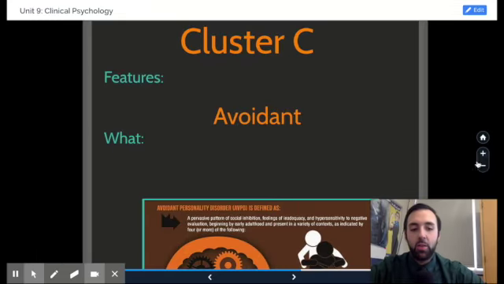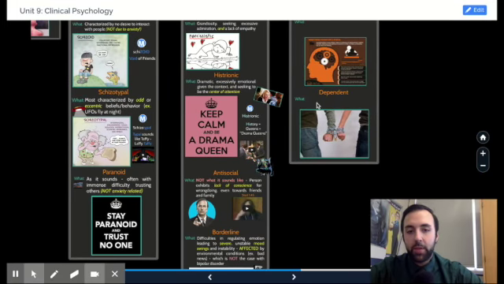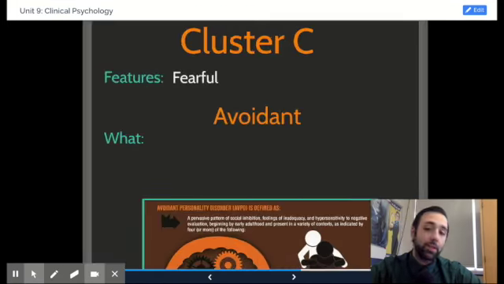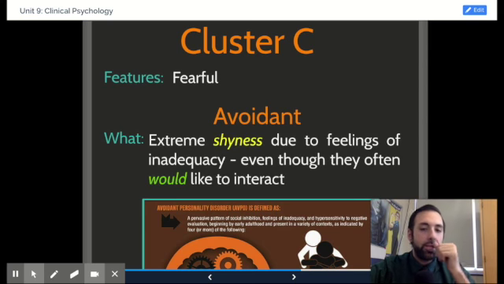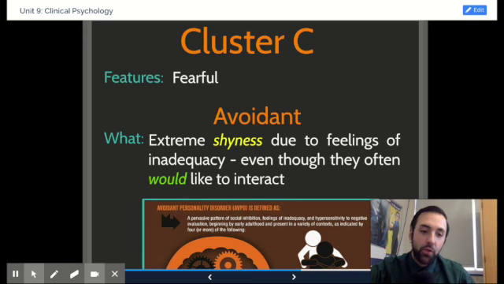So transitioning all the way to cluster C, this is the furthest to the right that the concept map goes. There are only 2 that fit into cluster C. In cluster C, we're going to be talking about behavioral patterns that are categorized as being fearful, though I want to stress anxiety is not an element here. We have a whole categorization of anxiety disorders, which we talked about in an earlier essential task.